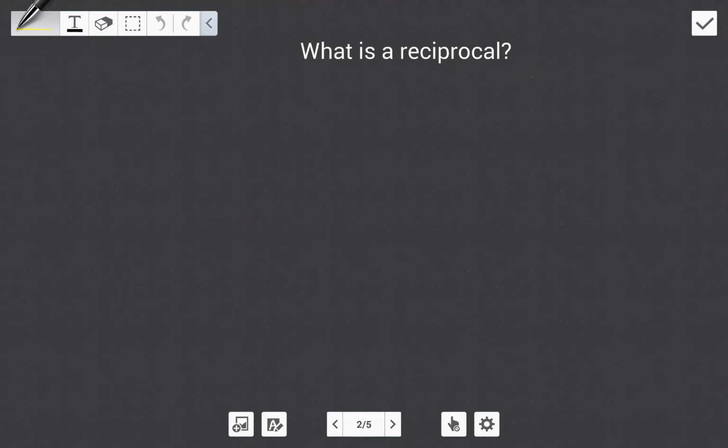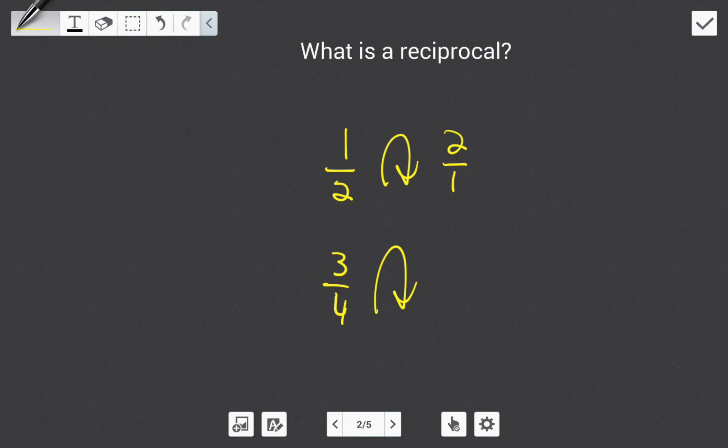We have to know what a reciprocal is, and a reciprocal is when you take a fraction. For example, if you have 1/2 and you flip it upside down, that's how you get the reciprocal of a fraction. So 1/2, its reciprocal will be 2/1. Let's take a look at another example for that. Let's say we have 3/4. If we want the reciprocal of 3/4, we flip that fraction and we end up with 4/3.